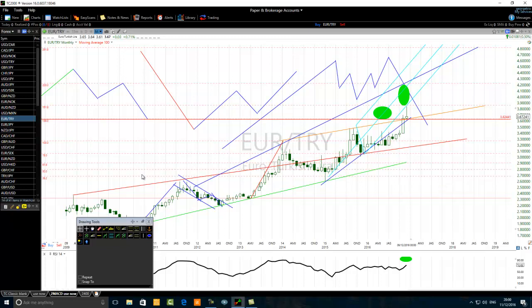So the price in a triangle going 1, 2, 3 down, 1, 2, 3 up, 1, 2, 3 down, 1, 2, 3 up, 1, 2, 3. So 5 small waves. The triangle very often will take place in the fourth Elliott Wave. Very, very often, but not always.